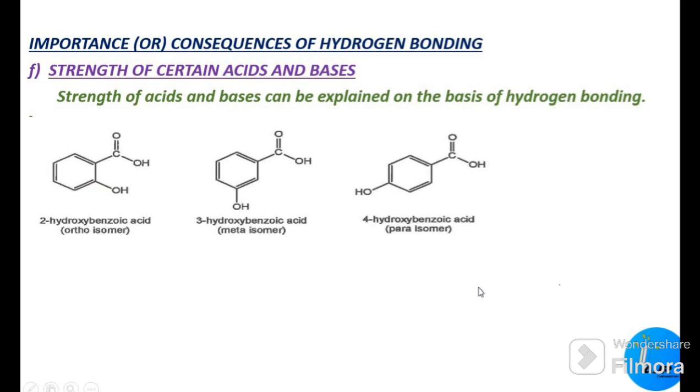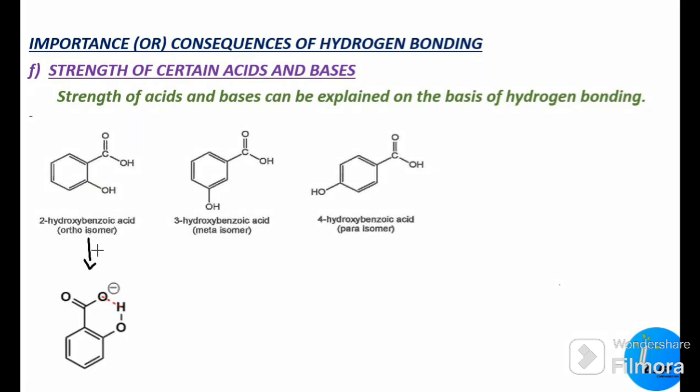See here, salicylic acid can easily furnish an H plus ion. After furnishing this H plus ion from here, this forms a salicylate ion. In the salicylate ion, we can see the intramolecular hydrogen bonding. What is intramolecular hydrogen bonding? The hydrogen bond formed within the molecule, not with another molecule, within the molecule. Since the intramolecular hydrogen bonding is there, this particular ion, the salicylate ion, is more stabilized.